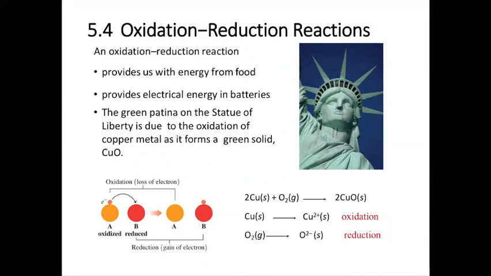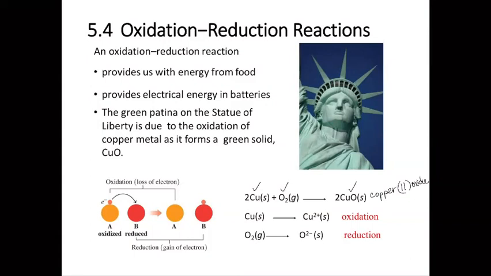Now, one of the things that you may or may not realize is that an oxidation reduction reaction actually happened in one of the main monuments in this country, which is the Statue of Liberty. We traditionally know that it is green, but the formation of this green substance is because the Statue of Liberty is made out of copper. And that copper has been exposed to the O2 in the air, and it has made the following substance, which is copper 2 oxide. And this copper 2 oxide is this green substance, which is known as green patina, and that's why the Statue of Liberty is actually green.